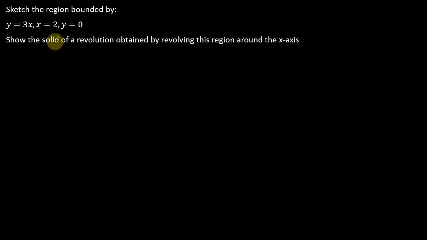All right, so I'm going to sketch the region bounded by y = 3x, x = 2, and y = 0, and then I want to show the solid of revolution obtained by revolving this region around the x-axis. Okay, so this is actually a two-part question. You want to keep this region separate from the solid. They're two separate drawings, and I think it's just cleaner to keep them separated.